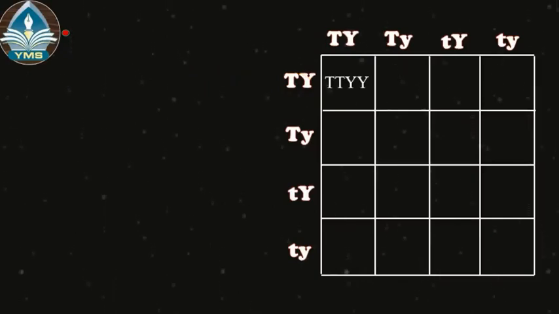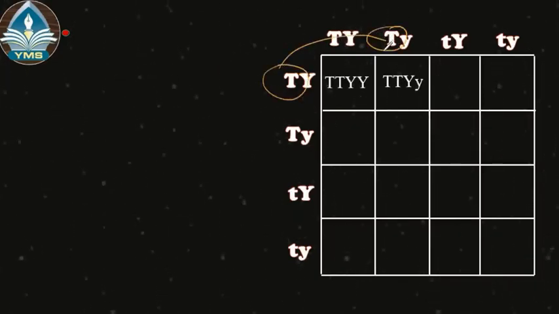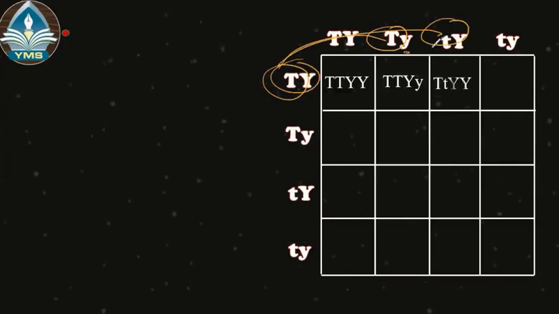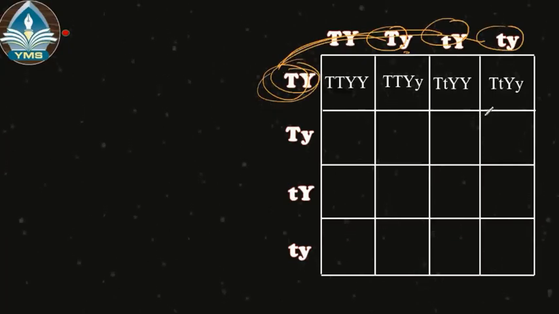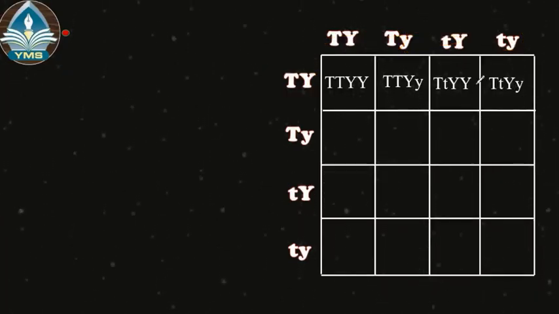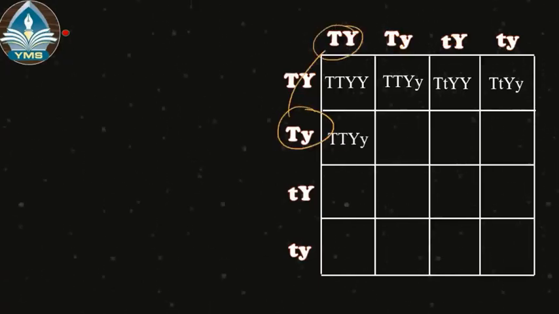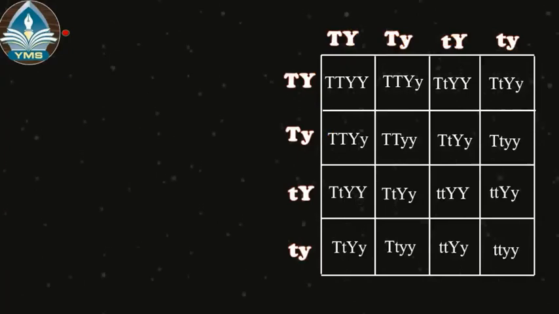Now here, the first one with the first will give us this one. This one with the second will give us capital T, capital T, capital Y, small y. This one with this one will give us these. This one with the last one here will give us capital T, small t, capital Y, small y. Now the second here, we cross it with the first. Now we finish the table, doing the same.